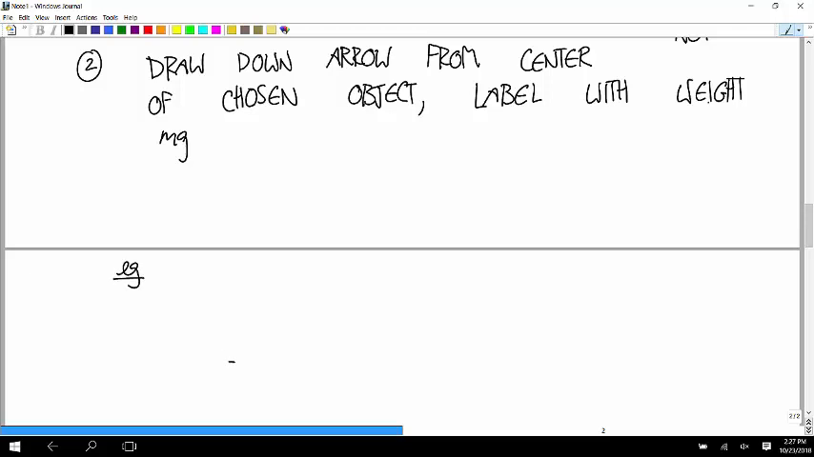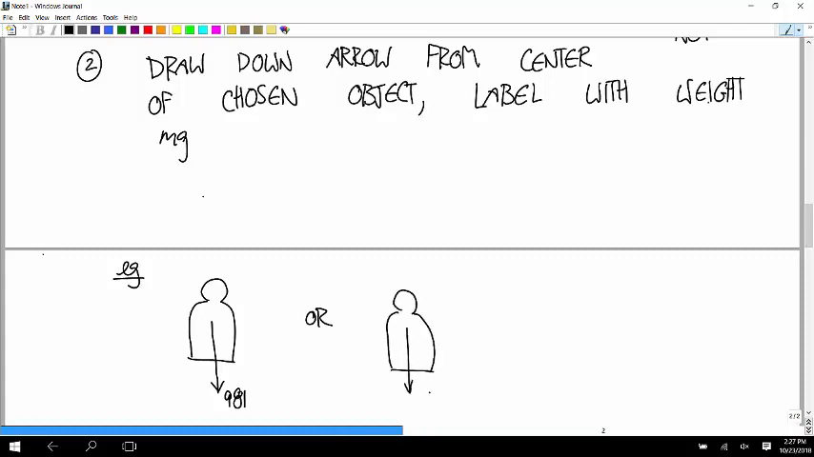So for the man, draw an arrow down like that, and you can label it. I think in the example I did before with the man, the mass was 100 kilograms. So 100 kilograms times 9.81 is 981 newtons. Or you can just write it in as mg. Either one of those two is fine. But that's to make sure that you include the weight in your free body diagram.